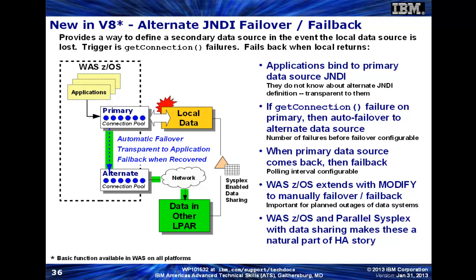For example, the ability to define a threshold for failures on the primary JNDI before failover occurs, and the polling interval used to see if the primary has returned before failback is processed. It's a very well-designed new function. On zOS, the function is extended to include additional capabilities beyond what's found on the other platforms. On zOS, the operator modify command may be used to manually exercise the failover to the alternate and manually exercise the failback to the primary.